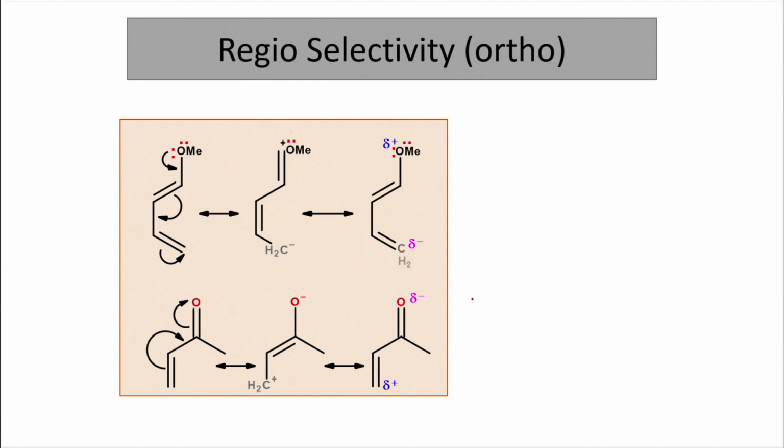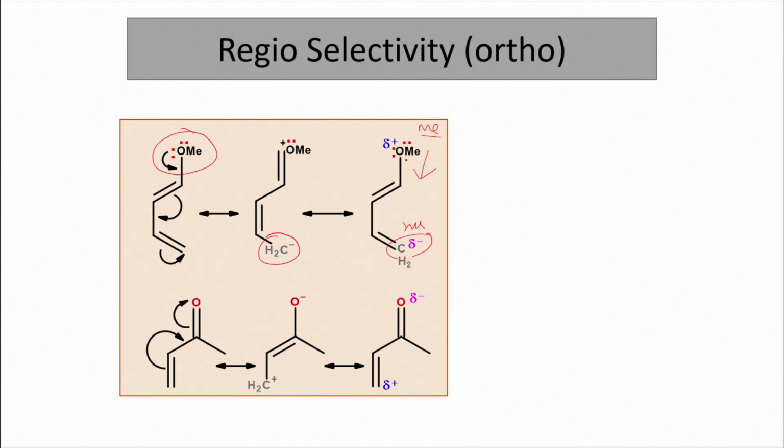Let us look at the ortho selectivity. We have an electron donating group on the diene. So, this EDG can donate electrons towards the diene double bond, and due to that electron donation, this particular terminal carbon gets the negative charge. In other words, this particular carbon becomes nucleophilic in nature, electron rich because of the electron donation from the methoxy group here. It can also be a methyl group that can inductively donate electrons.